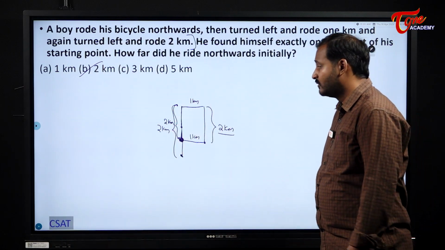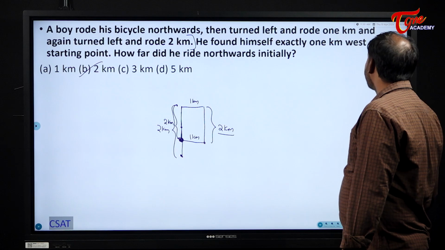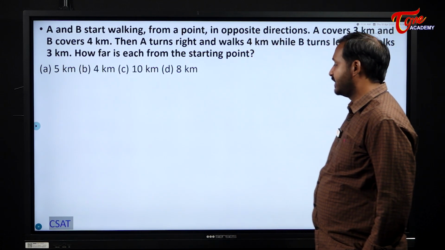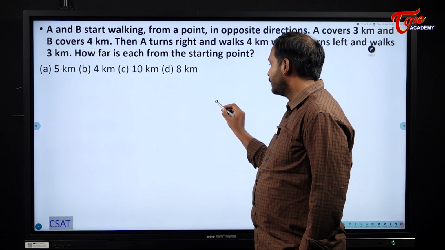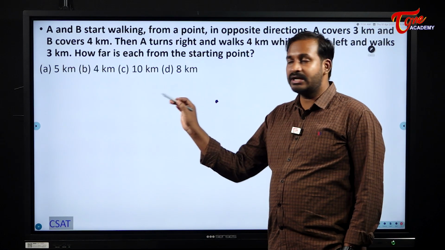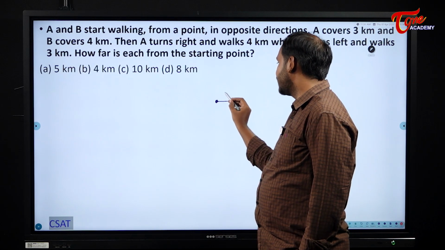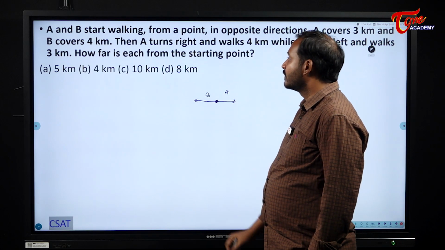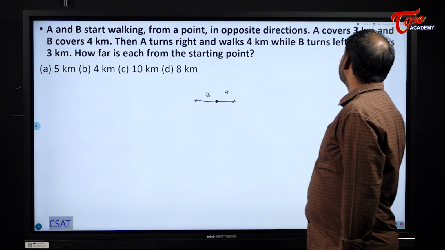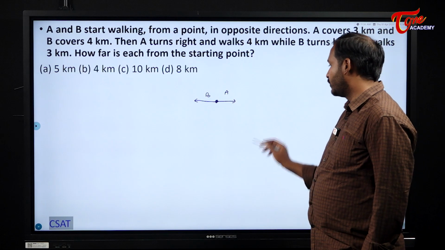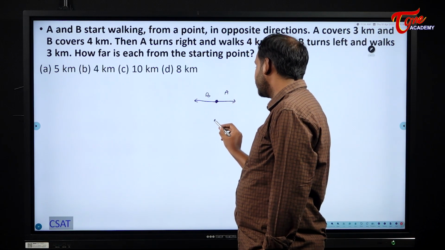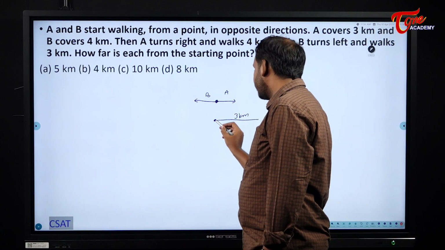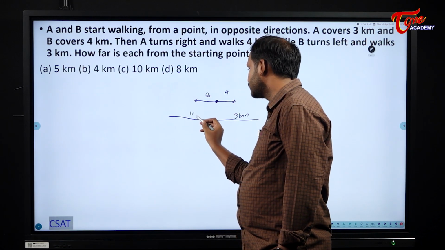Like this we are going to solve the problems. Next one. A and B start walking from a point in opposite directions. From this point, A and B started walking in opposite directions. Assume this is the direction of A and this is the direction of B. Now A covers 3 kilometers and B covers 4 kilometers.